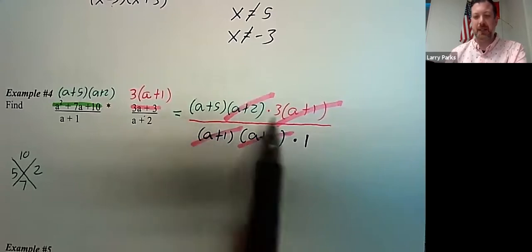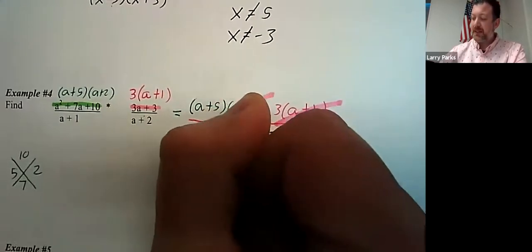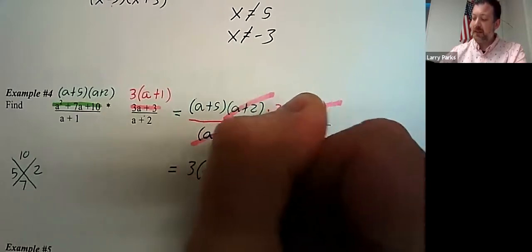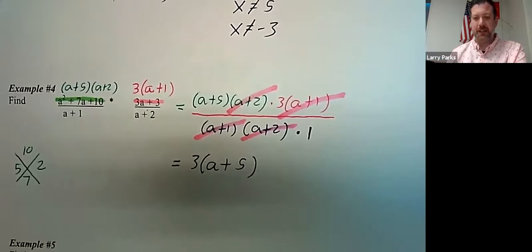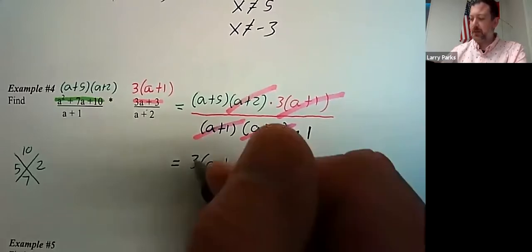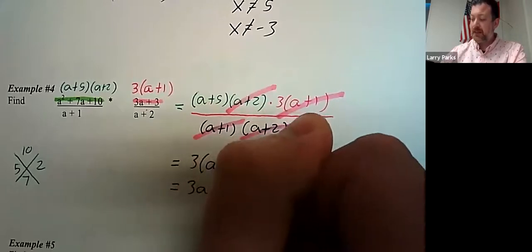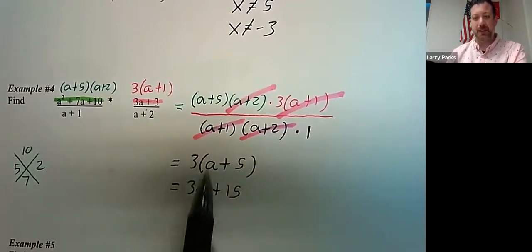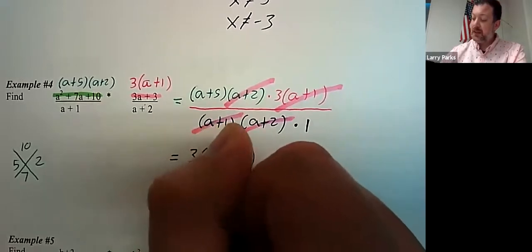So our answer is a plus 5 times 3. It just looks better as 3 times a plus 5. And technically, that is the correct answer. If you wanted to, you could distribute that back in and get 3a plus 15. But both of these are the same thing. Now my restricted values.